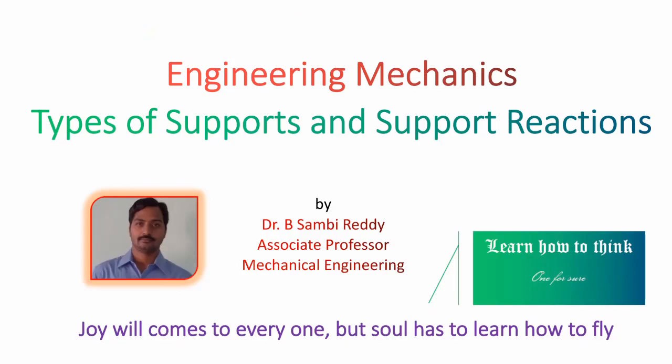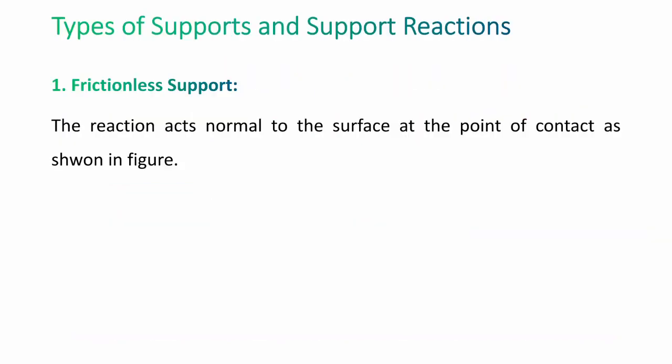That means we design a specific object to perform a specific function. So what type of supports and what type of reactions are going to be generated? This is related to the previous video lectures on constraints. So, the types of supports and support reactions. First I have taken the frictionless support. In this case, the reaction acts normally to the surface at the point of contact, as shown in the figure.